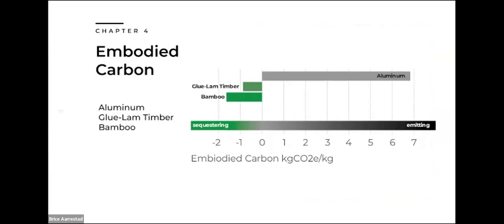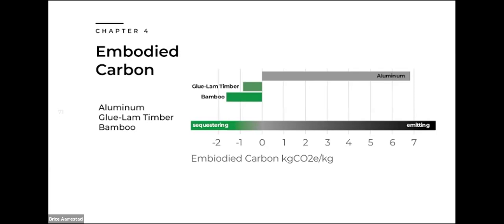Aluminum emits almost 7 pounds of carbon per pound of material, whereas a glue laminated timber, if it's Doug fir or southern yellow pine, something like that, will sequester, it will absorb almost a pound of carbon per pound of material. Bamboo is even further, it's about 1.6 pounds of carbon absorbed by the material per pound of material being produced. So on this chart alone, you're seeing an incredible difference between aluminum and wood when it comes to the carbon performance of a product.